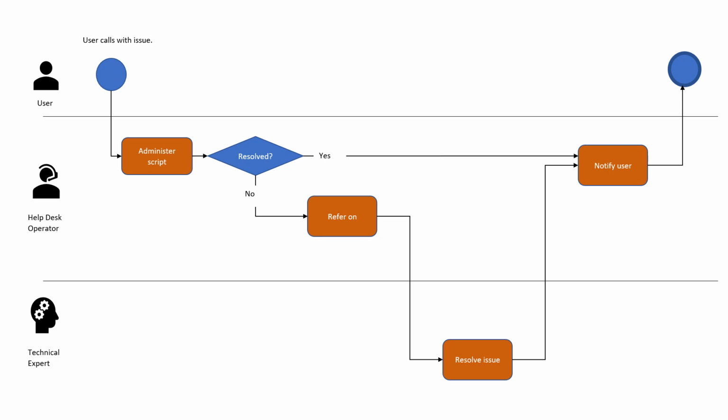Each process or task should be a verb phrase because it's representing an action. So here we've got administer script or refer on or resolve issue. So they start with a verb, that they're a verb phrase. It's probably worth mentioning at this point the arrows between them. They're fairly self-explanatory and they show you the order in which processes occur.